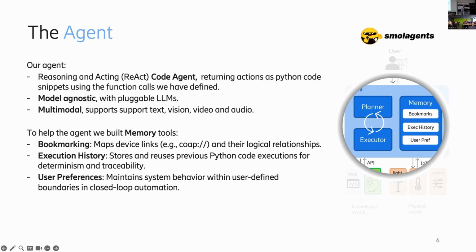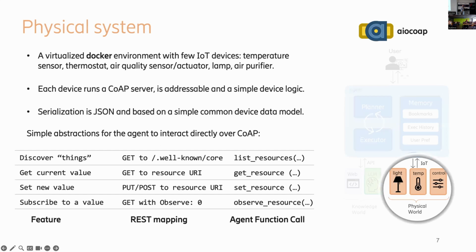On the memory tools, we keep track of the devices that have been found and store the execution history to reuse the Python code. These agents are non-deterministic by nature, but if you have similar executions, you just reuse the Python code and get some sort of deterministic behavior. Then the user preferences, as I was mentioning as well. On the CoAP side, we were using IO CoAP from Christian. Very easy to use, so of course we chose it.